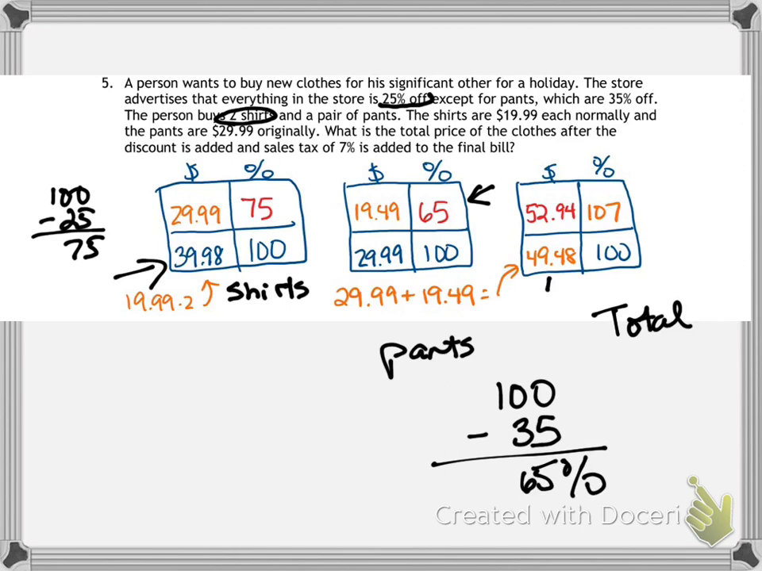In order to figure out this number, in order to calculate my sales tax, I have to add how much my shirts and my pants were all together. These two numbers added together equal $49.48. Sales tax is always added and is 7%. I'm writing it as 107 so that I can skip the step of writing it as 7 and then adding those two numbers together. 49.48 times 107 divided by 100 gets me a final answer of $52.94.